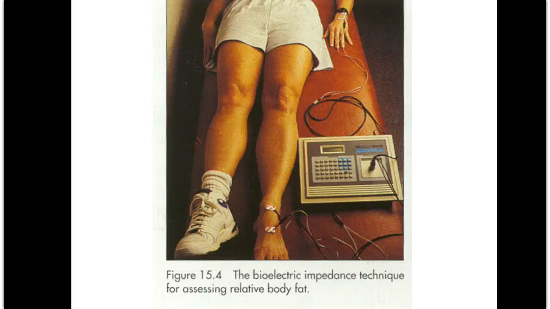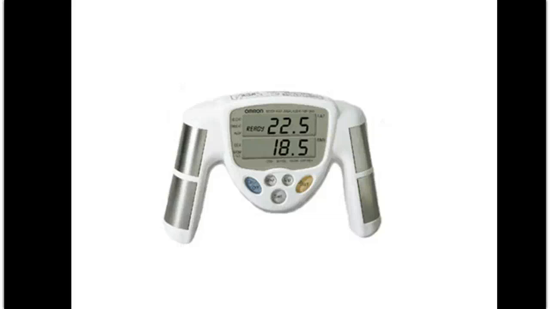This is a picture of the old systems of how it used to be done. It would shoot this low level of electricity from your foot up to your hand and measure the amount of resistance it encountered all the way up there. Now, keep in mind that this level of electricity is so low you can't feel it. You don't even feel a slight little tingle. You don't feel anything. Okay, here's one of the newer systems. This is a handheld system. This one, instead of going from your foot to your hand, just goes from one arm to the other.